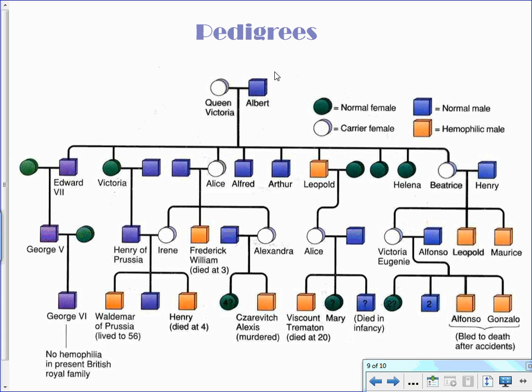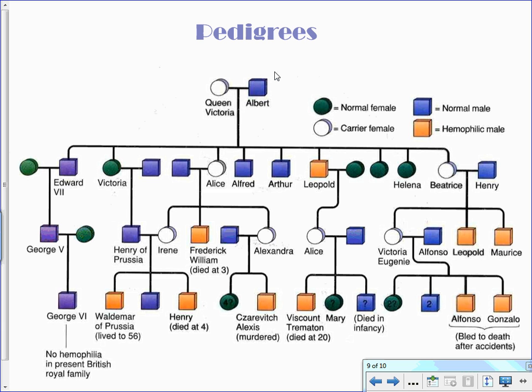So if you inherited hemophilia in the royal family, it is because your mother was a carrier and had one recessive allele and passed it on to a son. So hemophilia means you lack blood clotting agent. It does not stop bleeding the same way a normal person's does.